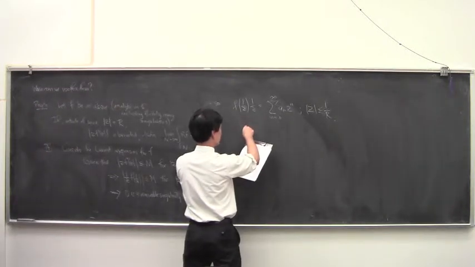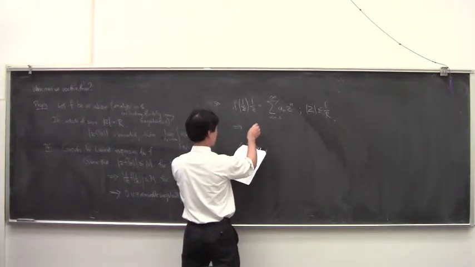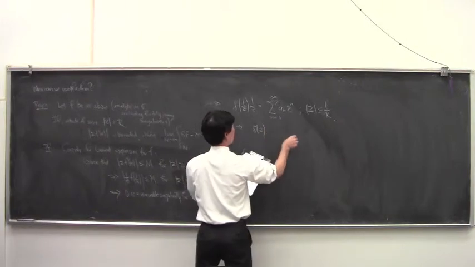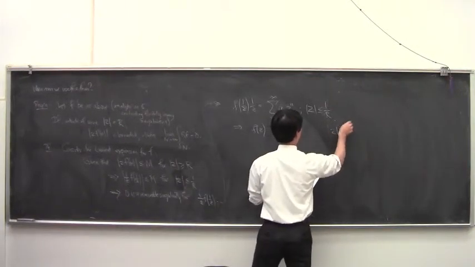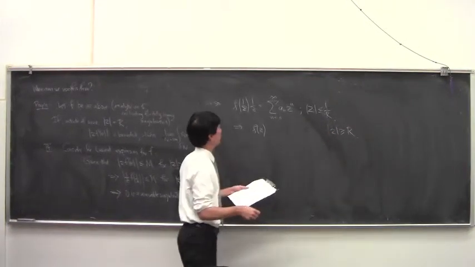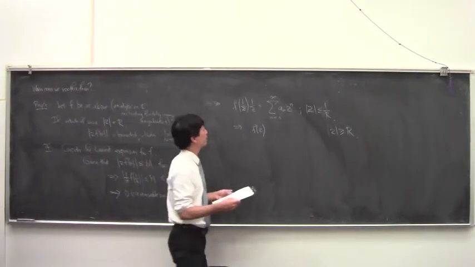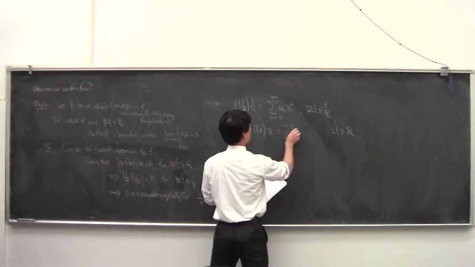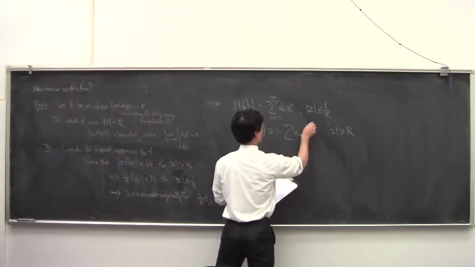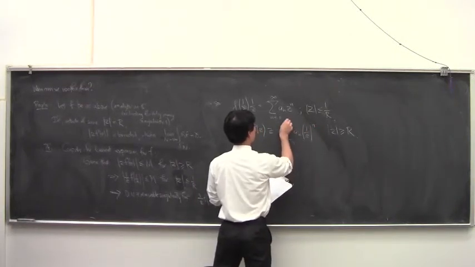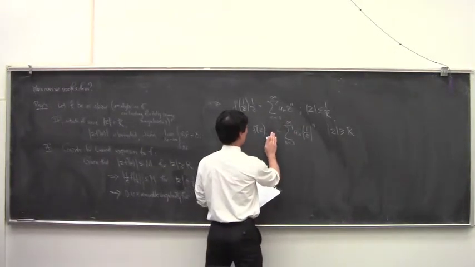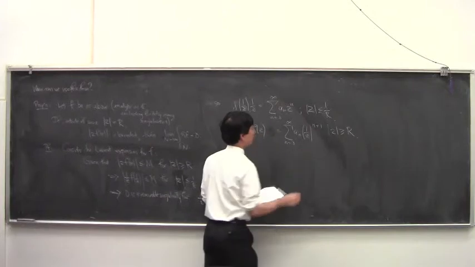What does that give us? That gives us that f of z, for z bigger than r. This tells us something about the Laurent expansion, right? That f of z is going to be greater than 1 over z to the n, from n equals 0 to infinity, right? Or allow me to divide both sides by z, you get this.